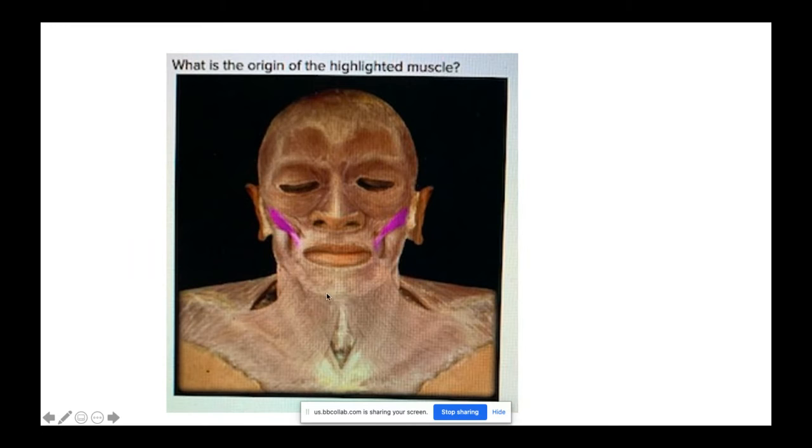Is it the mental foramen? Well, no, mental is chin. That doesn't look right. Is it the supraorbital foramen? Well, no, that's up here. Is it the frontal bone? No, that's up here. Occipital bone? Well, that's in the back. Zygomatic arch? Yeah, that could possibly be. Okay, so that's how you have to think about things.